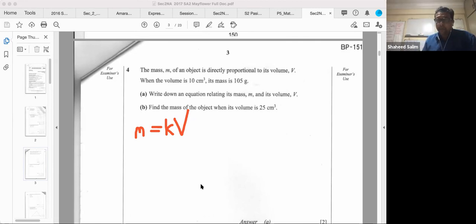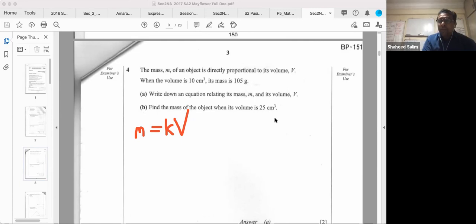Yes, well done. But remember, if they give you capital V, you must use capital V. If they give small m, you must use small m. Why? Because as you go to higher levels in secondary school, you'll find that small v and big V have different meanings, perhaps. Sometimes the small is small, sometimes it's big. And now you try question B.